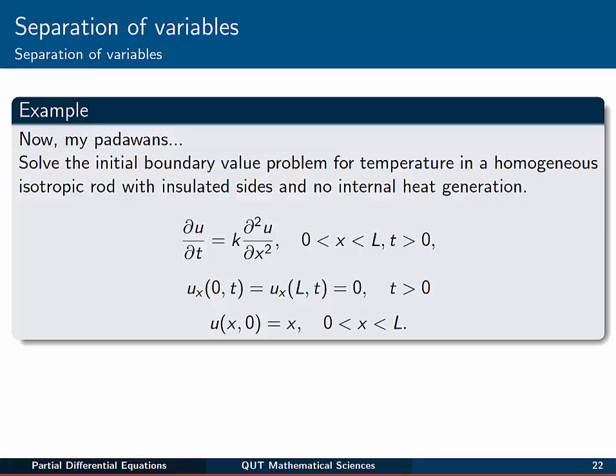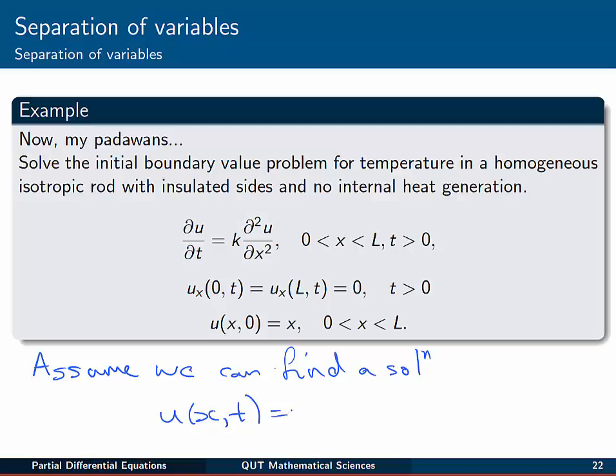Okay, in this video we're going to have a look at solving by separation of variables this heat problem: du/dt is k d²u/dx², with no flow boundary conditions and this initial condition here. So we are going to assume that we can find a separated solution, something of the form u equal to X(x) times T(t), and we're going to figure out X and T.